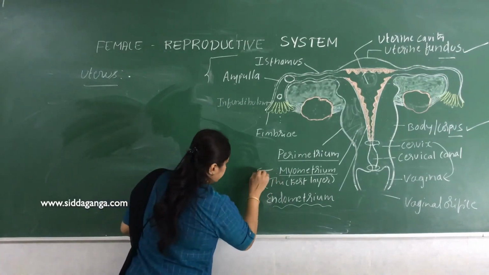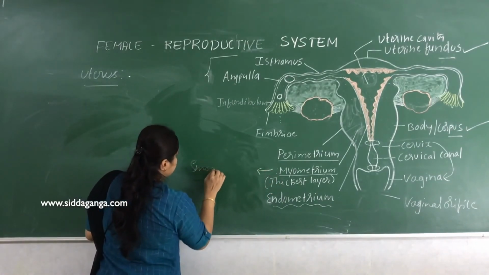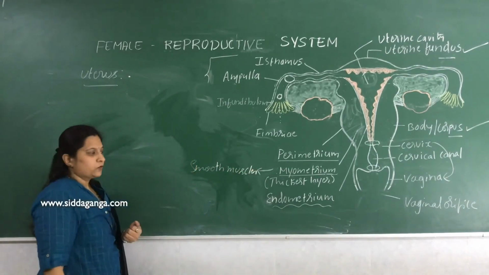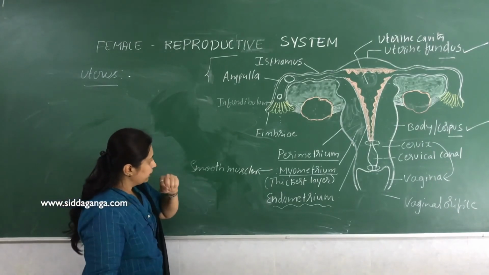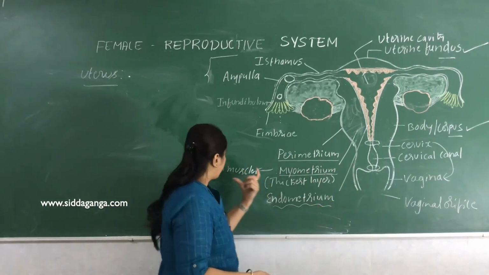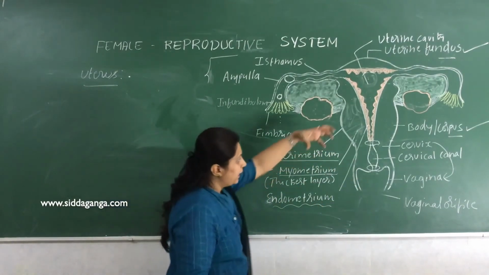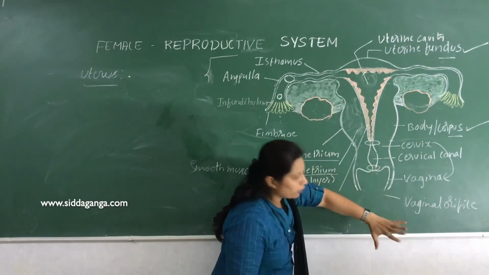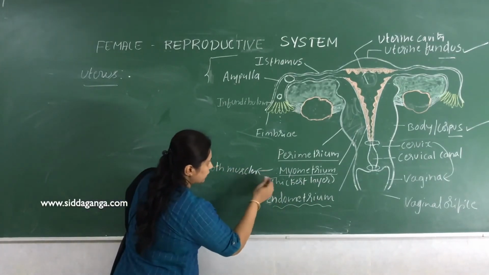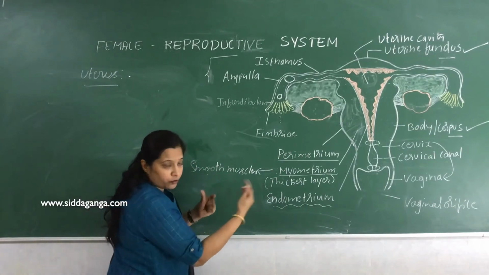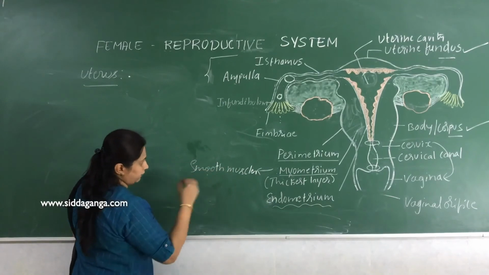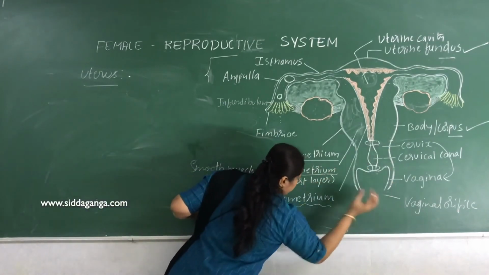This myometrium is made up of involuntary smooth muscles. These smooth muscles help at the time of parturition, that is, during delivery. The contraction of these smooth muscles helps in expelling the fully developed fetus out of the mother's womb. During parturition, the expelling of the baby is because of strong contractions of the myometrium layer.